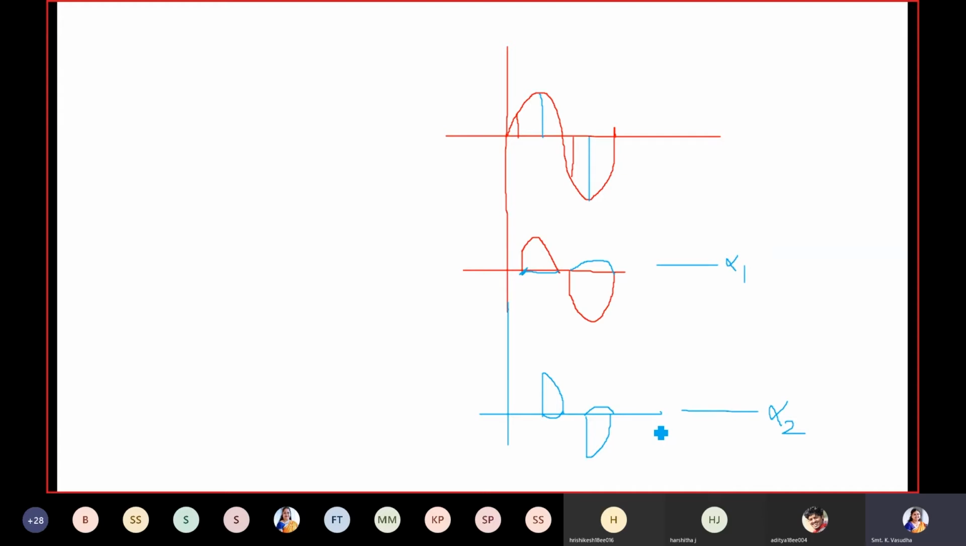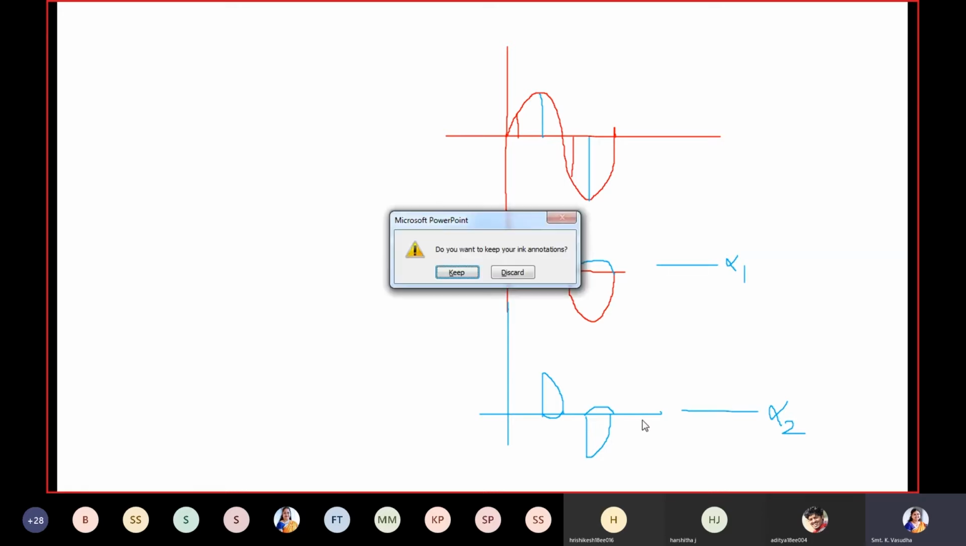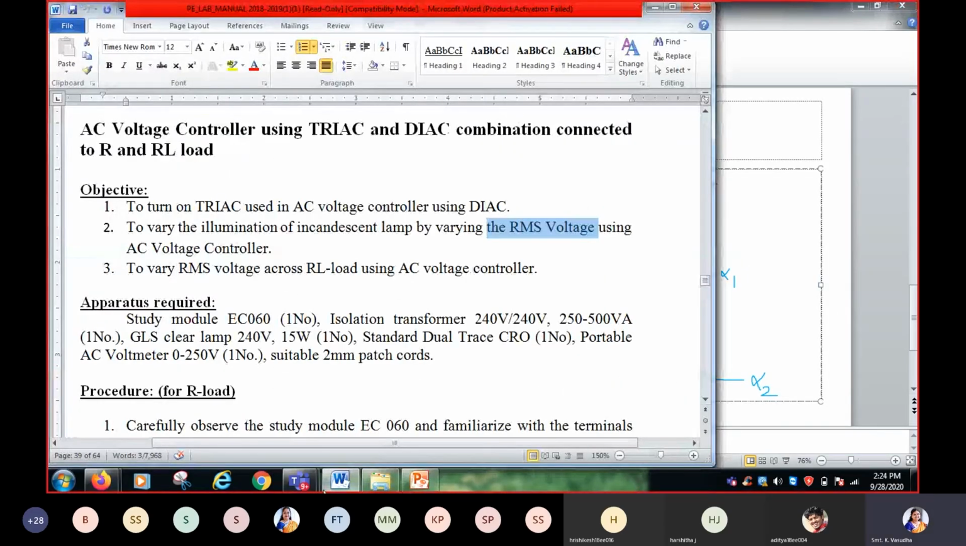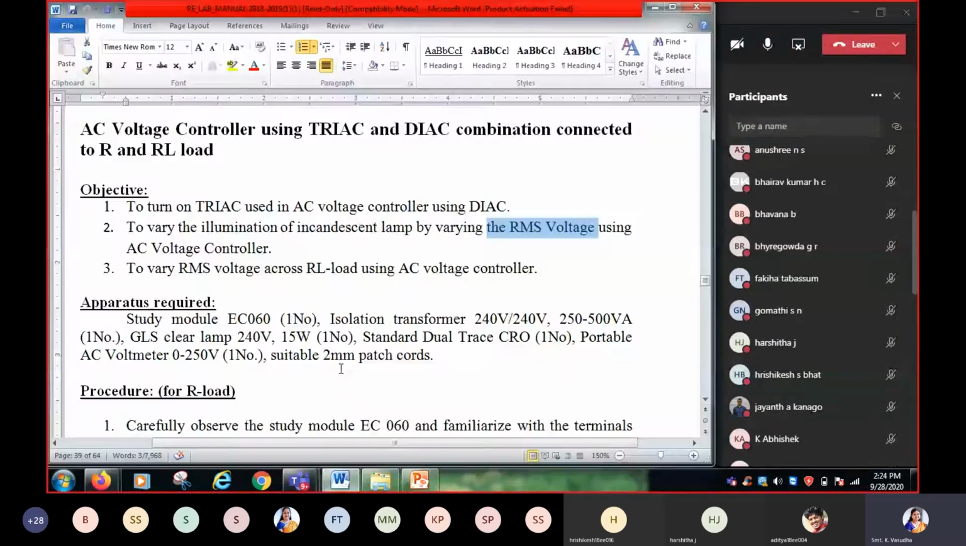So the work done by triac is reduced. When work done is less, the output will be less. So the illumination across the bulb will be reduced. So like this, by varying the value of alpha, we can vary the RMS voltage at the output of triac, at the output of AC voltage controller. When the RMS value at the output of AC voltage controller varies, the illumination across the incandescent bulb varies. This we are going to observe.